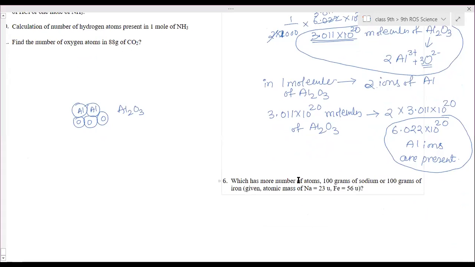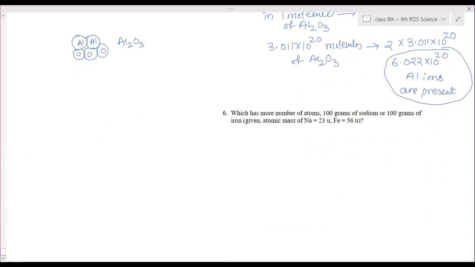Which has more number of atoms: 100 grams of sodium or 100 grams of iron? First we have to calculate the number of atoms in 100 grams of sodium. So here, number of moles is equal to given mass by atomic mass, that is 100 by 23 moles.